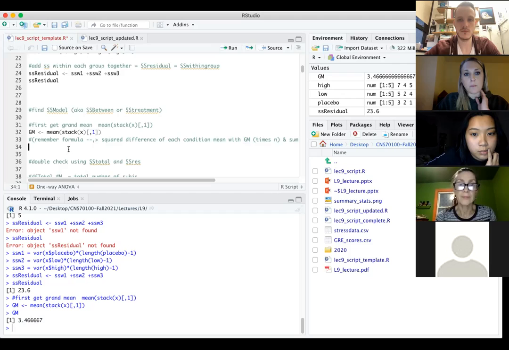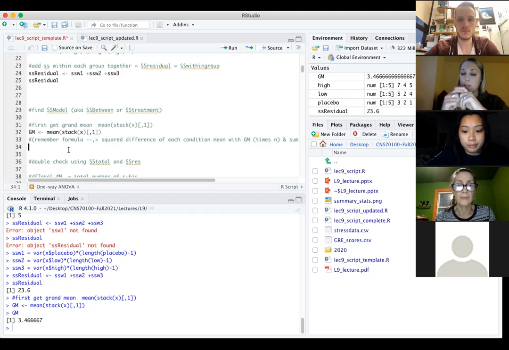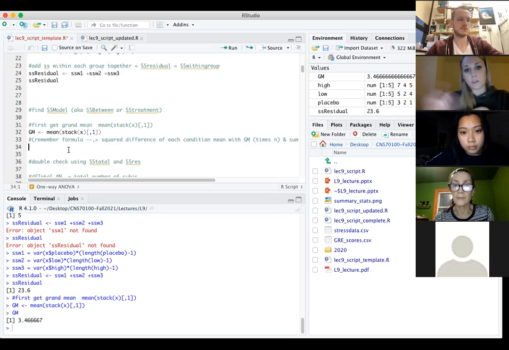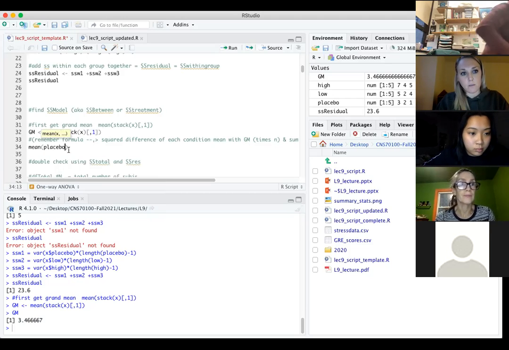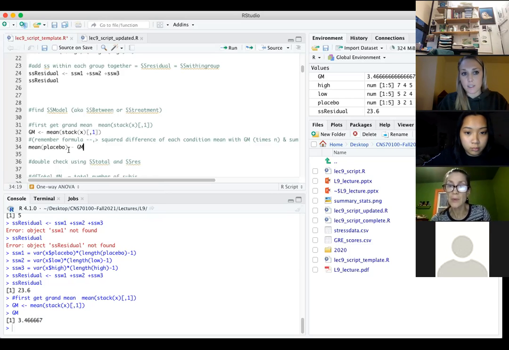And now remember, we're going to have to take each group's mean relative to the grand mean. So the first one I'm going to do is the placebo. So mean of the placebo minus the grand mean. I'm going to square that. So this is that sums of squares process, right? Mean relative to the grand mean squared.